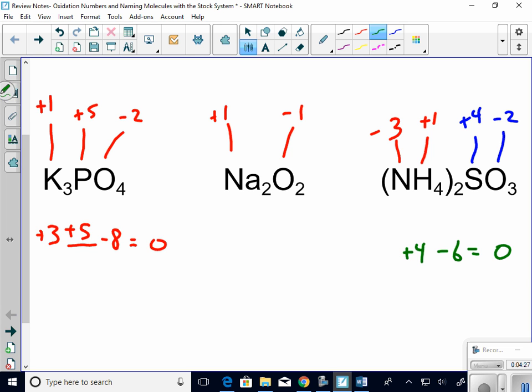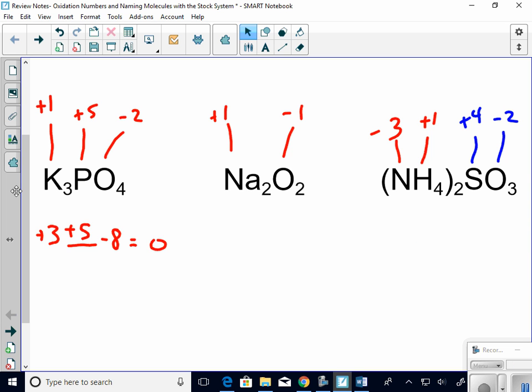Here we have plus 1, plus 4, but we have 2 of them, so that's going to be plus 8. Here I have minus 3, but there's 2 of them, so that's going to be minus 6. Okay? And if I look, 6 plus 6 is 12. What's 8 plus 4? 12. So I do equal 0. So I could check it out like that. I just think it's easier with those polyatomics to treat them as their actual charge to figure them out.